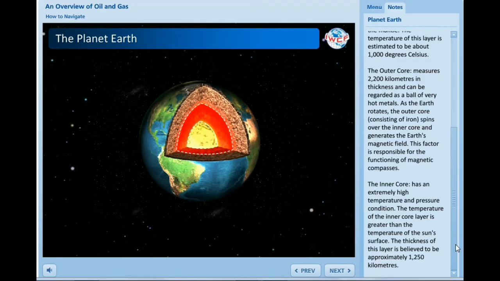As the Earth rotates, the outer core, consisting of iron, spins over the inner core and generates the Earth's magnetic field. This factor is responsible for the functioning of magnetic compasses. The inner core has an extremely high temperature and pressure condition. The temperature of the inner core layer is greater than the temperature of the Sun's surface. The thickness of this layer is believed to be approximately 1,250 kilometers.